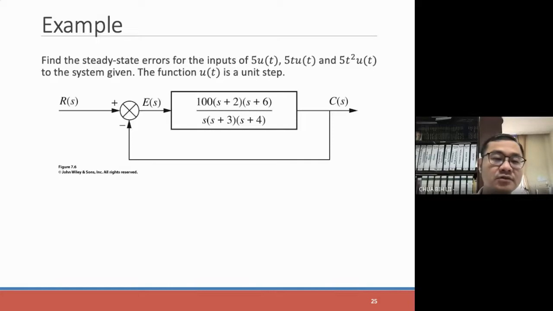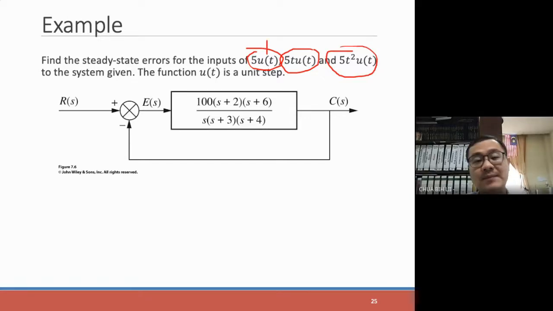So again, we go through simple examples. Find the steady state error for the inputs of 5u(t), 5tu(t), and 5t squared u(t). Meaning to say, these would be a step input, a ramp input, and a parabolic type of input, because u(t) is a step input. So 5 times the step input is just a step input. Then with tu(t), the order will start to increase and so on.